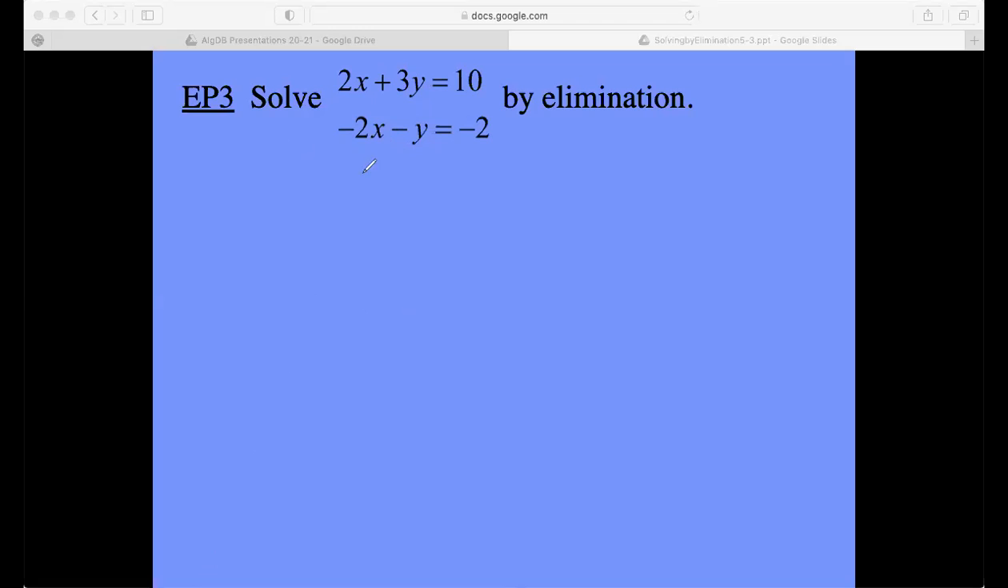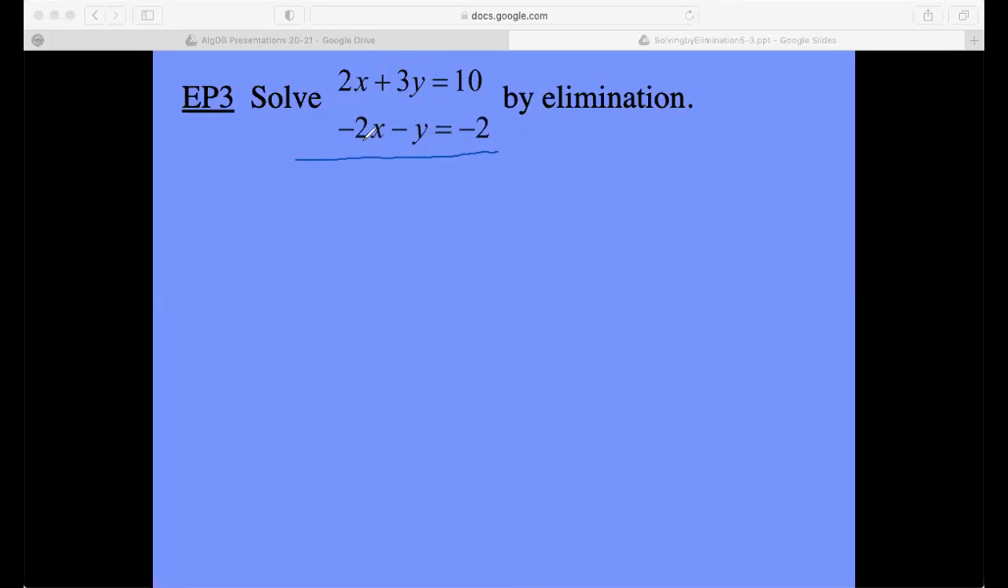Do I? Yeah, there we go. So if I look, I have 2x and negative 2x. Those are opposites. These are not opposites. So since I already have my opposite terms, and this is what you're looking for, your next step is to add the two equations together.